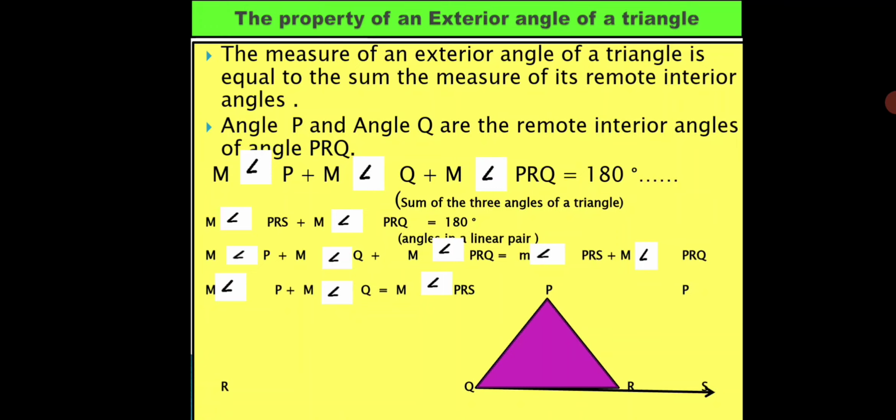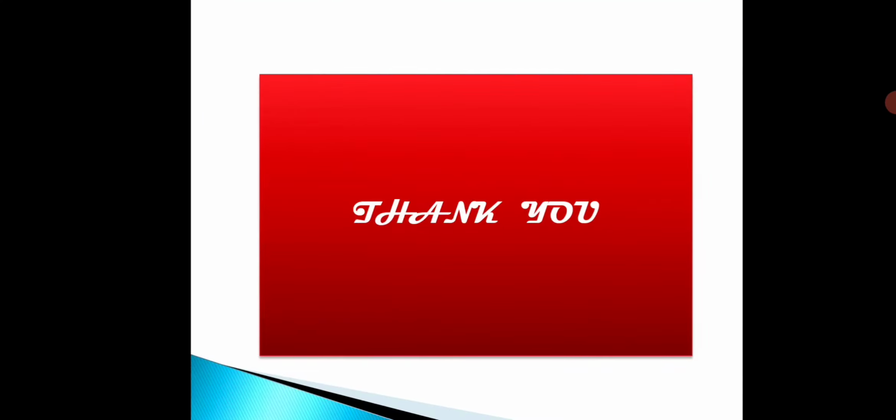So this proves that, again I am telling you, the measure of an exterior angle of a triangle is equal to the sum of the measures of its remote interior angles. Here the remote interior angles are nothing but angle P and angle Q. Okay students, I hope you understand this property of exterior angles. So practice many sums which are based on these different properties. Okay students, thank you.